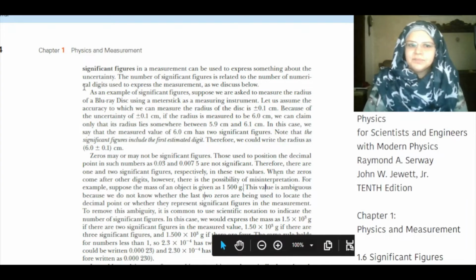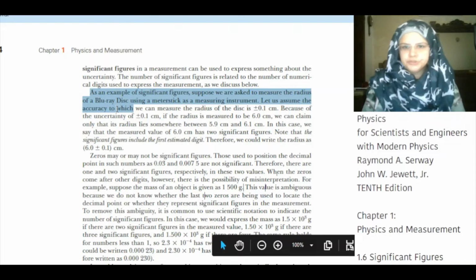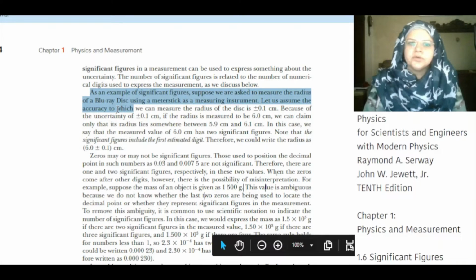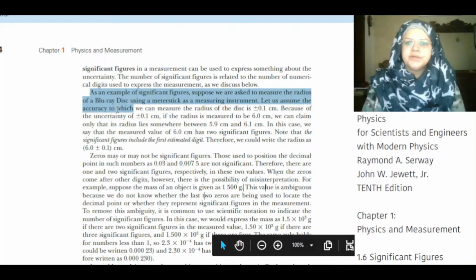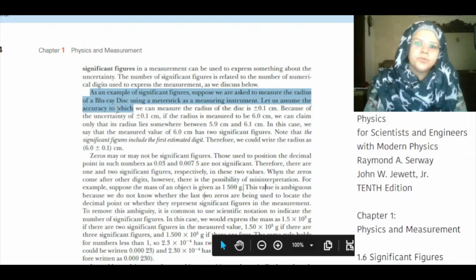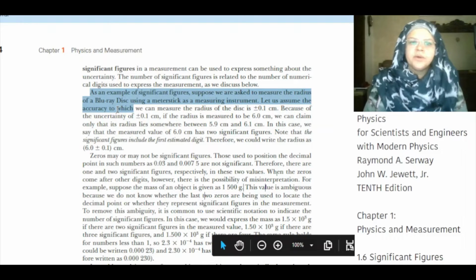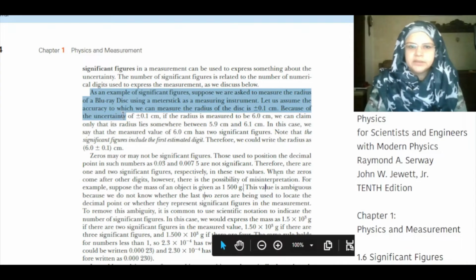As an example of significant figures, suppose we are asked to measure the radius of a Blu-ray disc using a meter stick as a measuring instrument. Let us assume the accuracy to which we can measure the radius of the disc is plus or minus 0.1 centimeter. Because of the uncertainty of plus or minus 0.1 centimeter, if the radius is measured to be 6.0 centimeter, we can claim only that its radius lies somewhere between 5.9 centimeter and 6.1 centimeter.